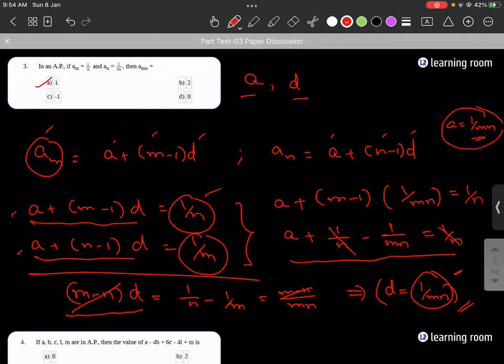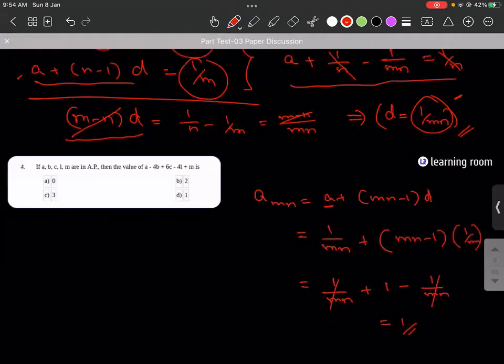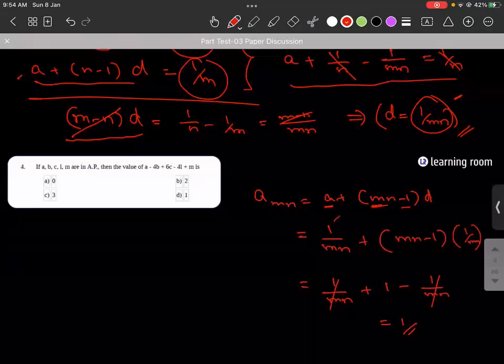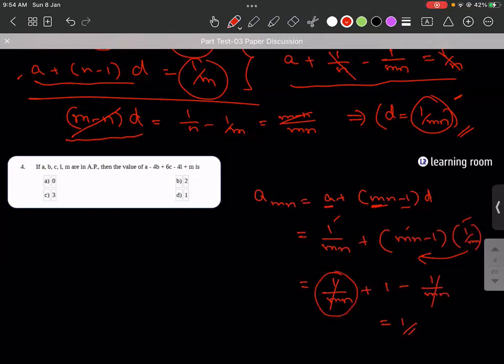Once I got both, I am finding what is A of MN. A of MN will be A plus MN minus 1 into D. A is 1 by MN, plus MN minus 1 into D, which is 1 by MN. Multiply 1 by MN with each term. Expanding, MN into 1 by MN is 1, minus 1 into 1 by MN is 1 by MN. The 1 by MN terms cancel, and you are left with 1. That is the answer.